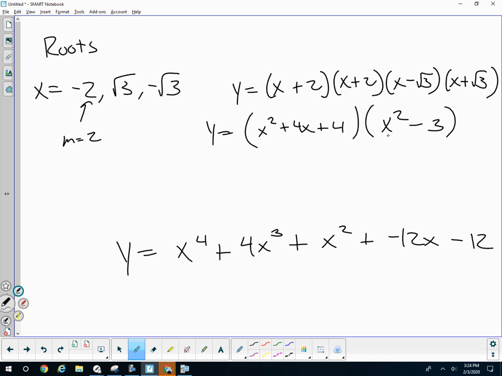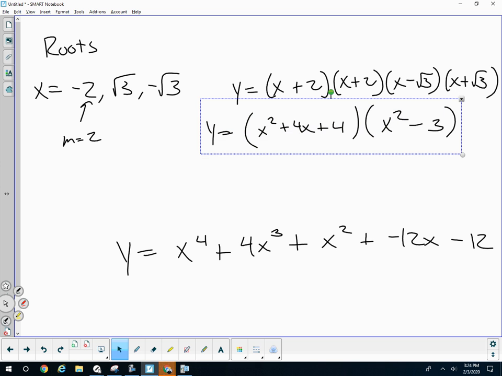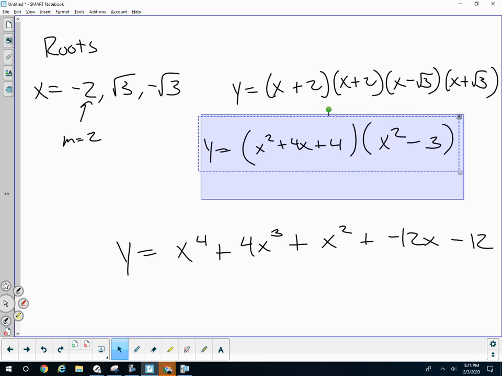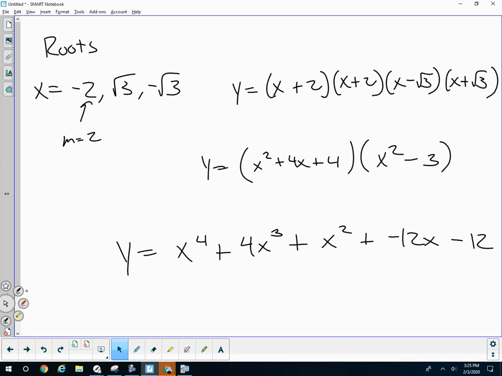Four x times x squared. X squared times x squared is just x to the fourth. x times x times x times x. Yep. How did you get 13? You multiplied this one and that one, or did you multiply these two?